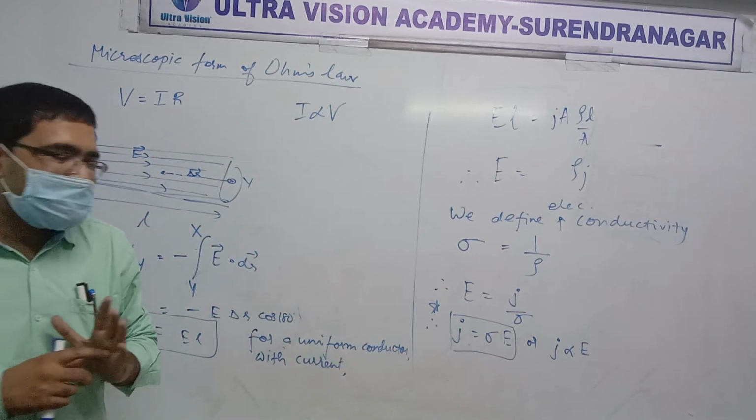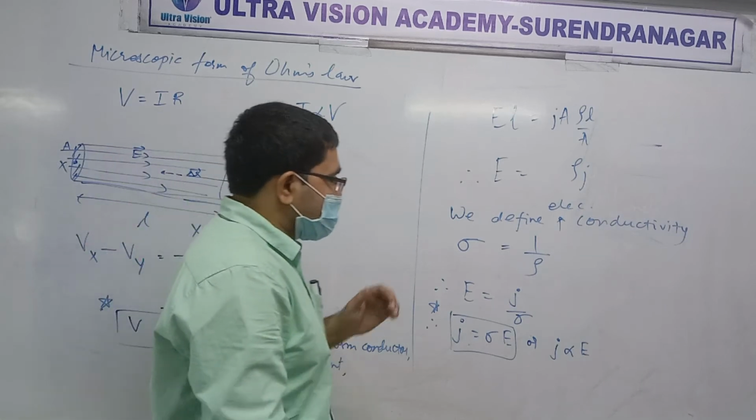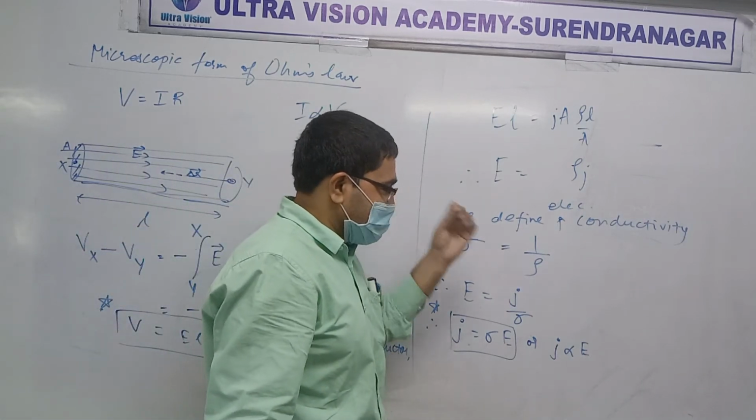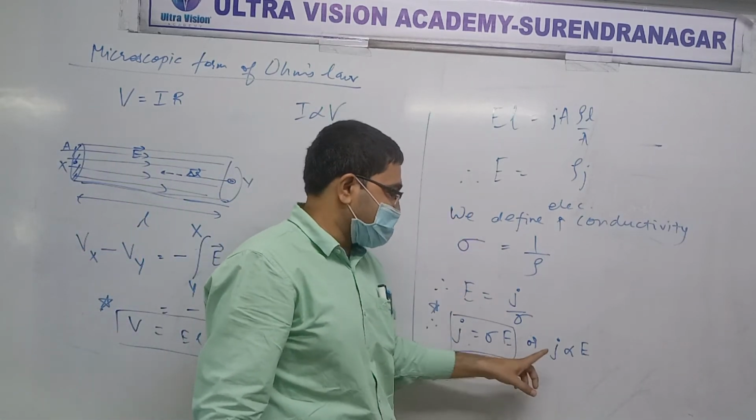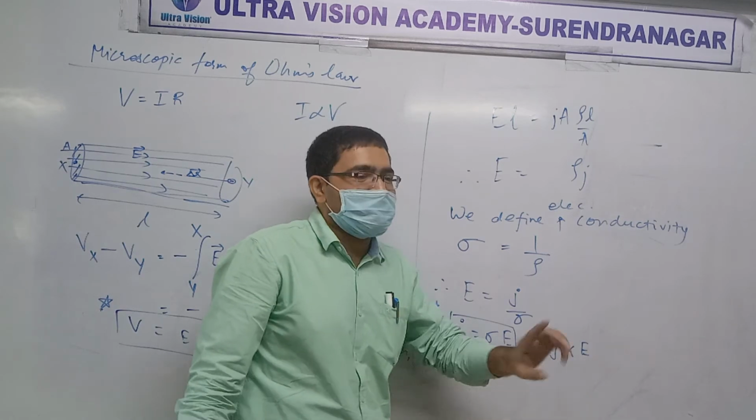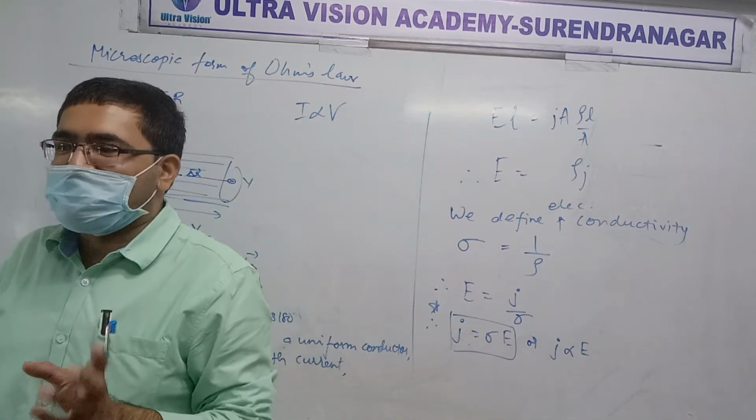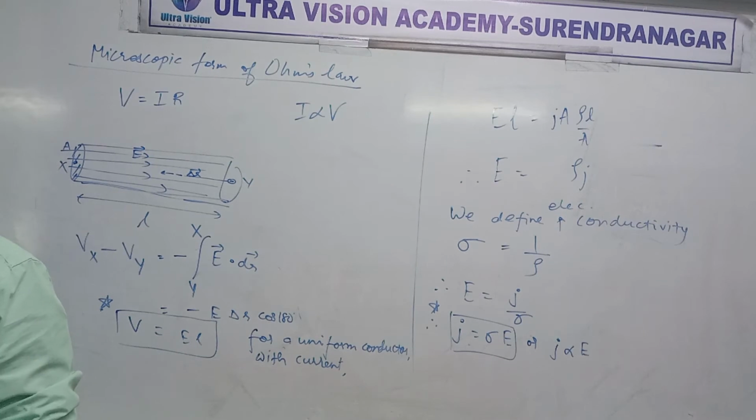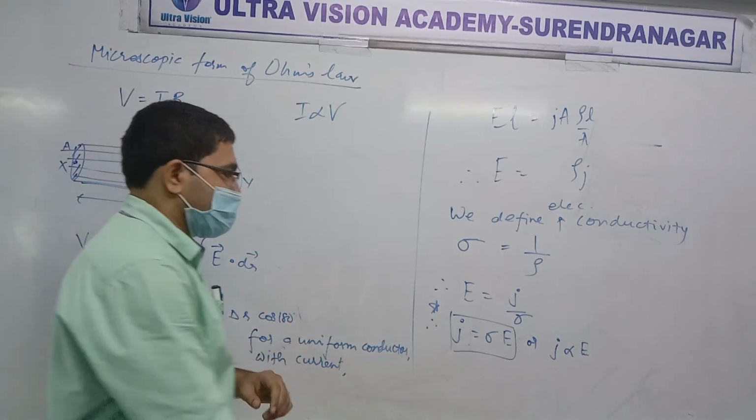Is that clear? So basically, if someone asks when Ohm's law would be true, then I say if J is proportional to E, then Ohm's law would be true. If J is not proportional to E, then Ohm's law would not be true.